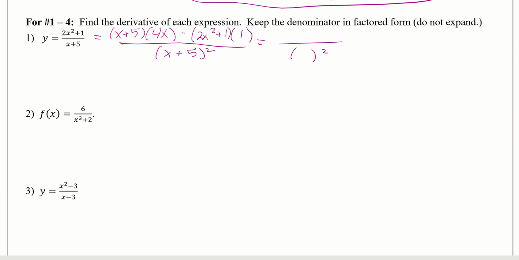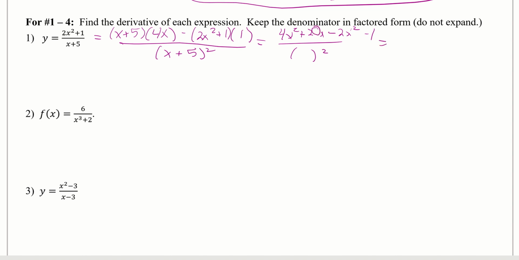Okay, and so in the numerator, we end up with 4x squared plus 20x minus 2x squared minus 1. Okay, sorry, this one looks bad. Oh, come on, eraser. Uh-oh, eraser's not working. There we go. Try to make that look a little bit better. Wow, that didn't work either.